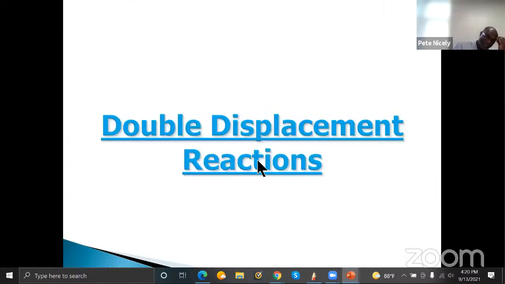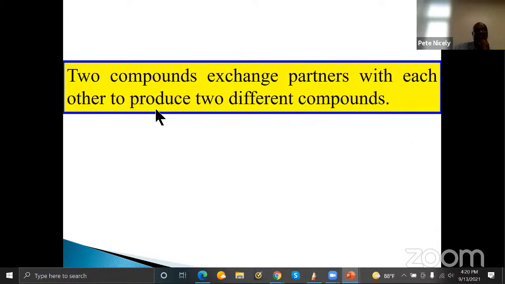Okay, so let's talk about the fourth category of reactions known as double displacement reactions. So in a double displacement reaction, what we have is an exchange of partners between two compounds. And this typically happens when you have two ionic compounds reacting, all right?